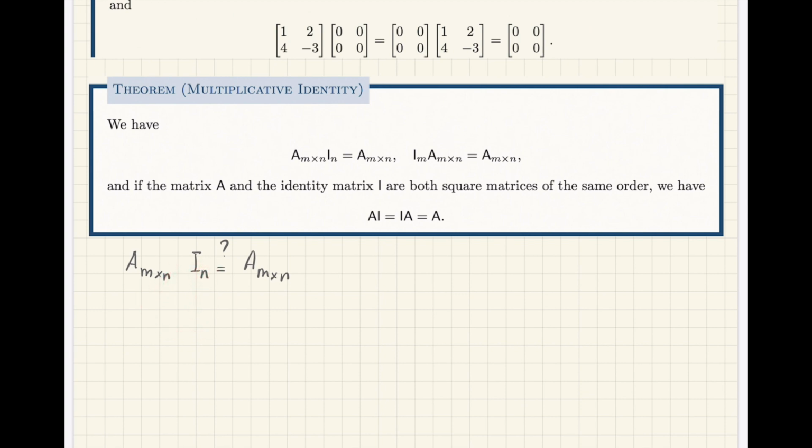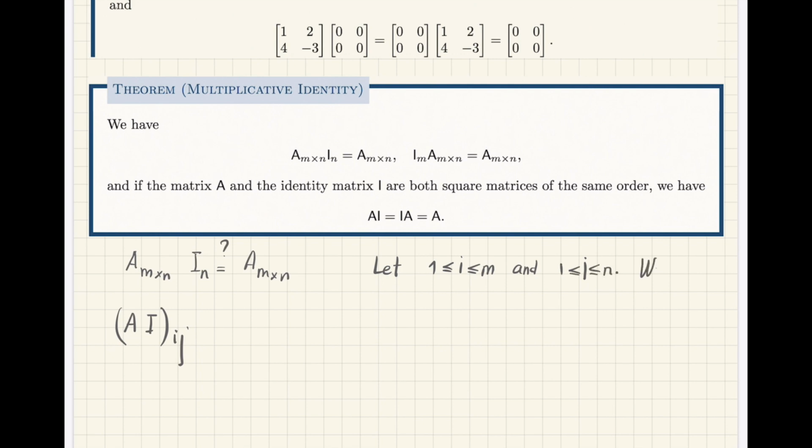Okay, so what I want to do, I want to concentrate on the ijth entry of this matrix. So I would say that let i be an integer between 1 and m and j be an integer between 1 and n.